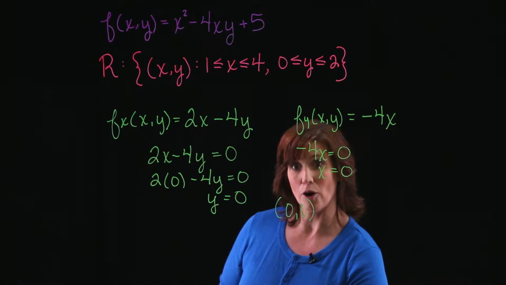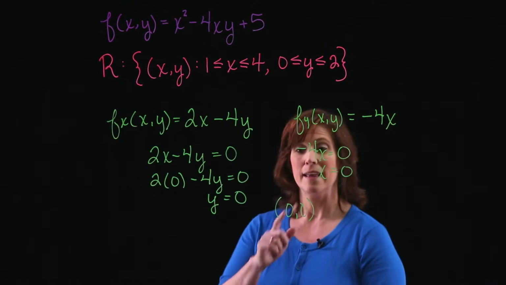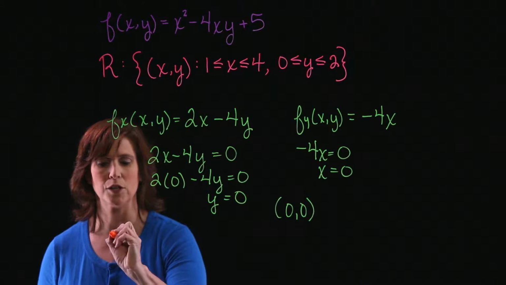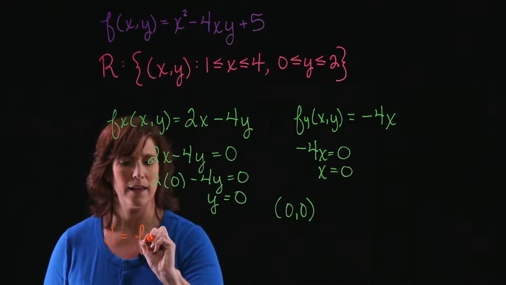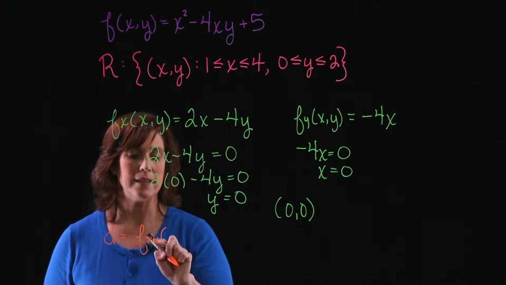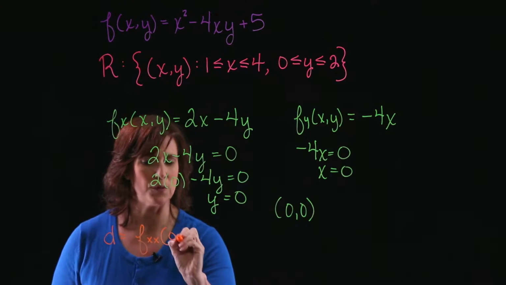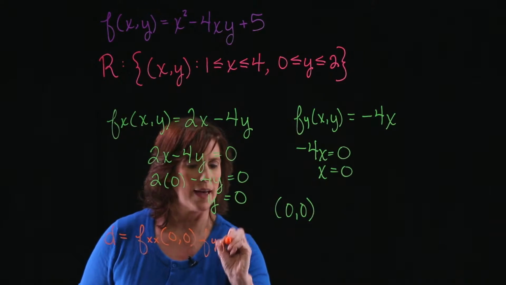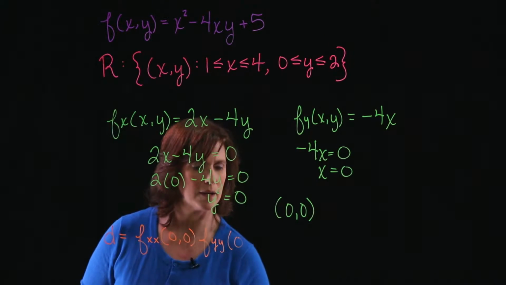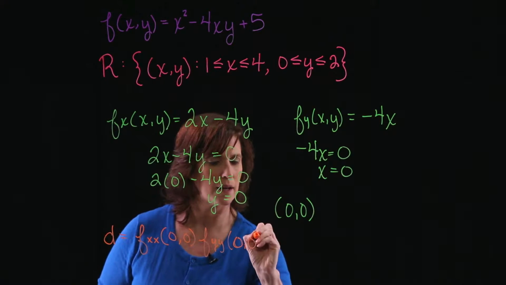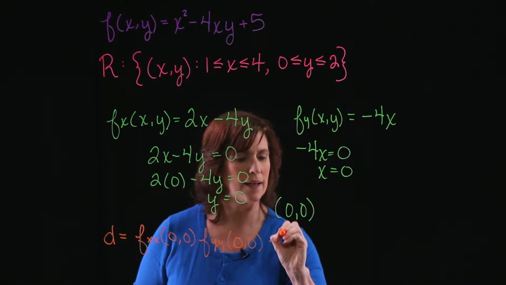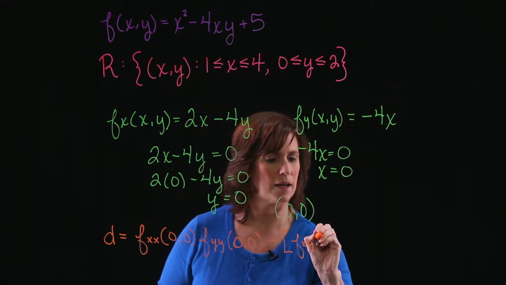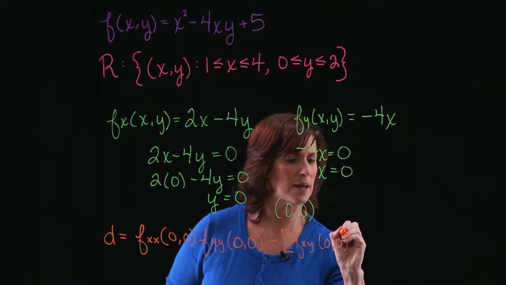Now, just because it's a critical point doesn't mean that I have a relative extrema. So I need to use my second partials test to figure out whether or not this critical point turns into a relative extrema. So what we're going to do is look at the second partial at the point 0, 0, and we'll multiply it by the second partial, again at 0, 0. Then we'll subtract the mixed partial at 0, 0 squared.